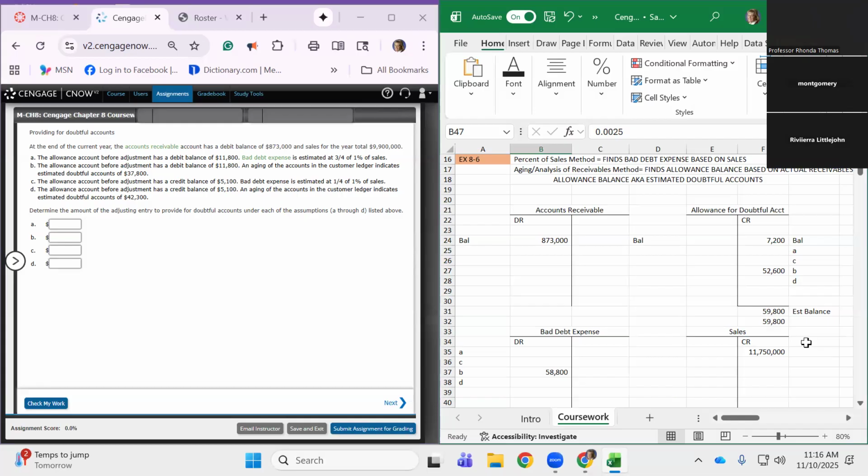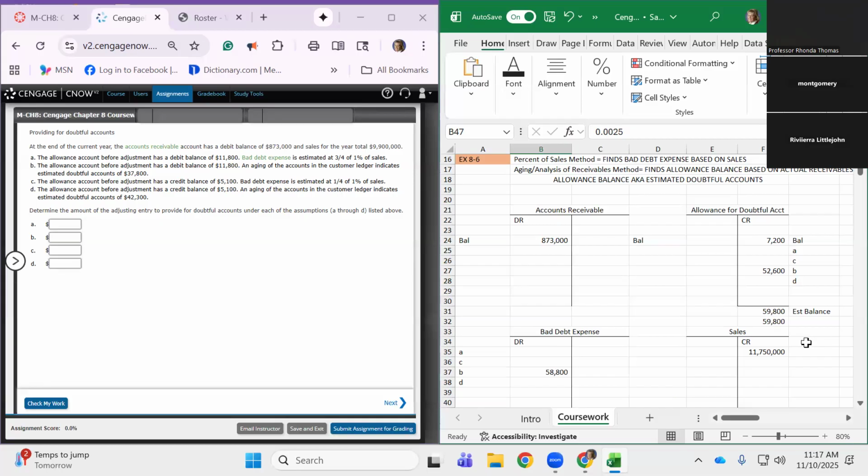Now, once we've decided to use the allowance method, that makes GAAP happy. I'll put a smiley face. Yep, they like the allowance method. Then there are two calculation methods. I'm going to try not to use the word method. Under the allowance method, there are two calculations that you need to understand.